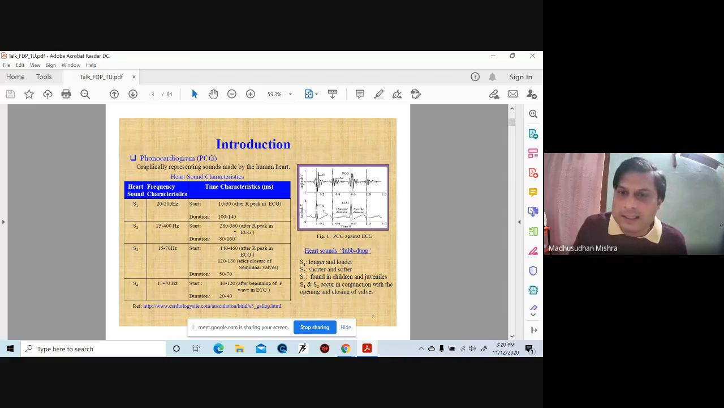From this graph, if we see the upper part of this figure one, this is the phonocardiogram signal, the PCG signal. Here we find the first sound, S1, then after some time we see another heart sound, that is S2. These are also known as lub dub heart sounds: lub, dub, lub, dub.